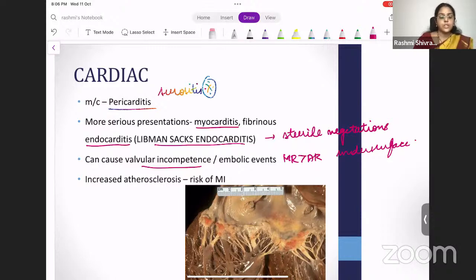As I already told you, there is an increased risk of cardiac complications like MI because of accelerated atherosclerosis. This endocarditis causes valvular incompetence and can also cause embolic events. So pericarditis, myocarditis, endocarditis. Among endocarditis, it is Libman-Sacks endocarditis, which has sterile vegetations on the undersurface of the heart valves. Mitral regurgitation is more common than aortic regurgitation, and there is increased atherosclerosis with the risk of MI.